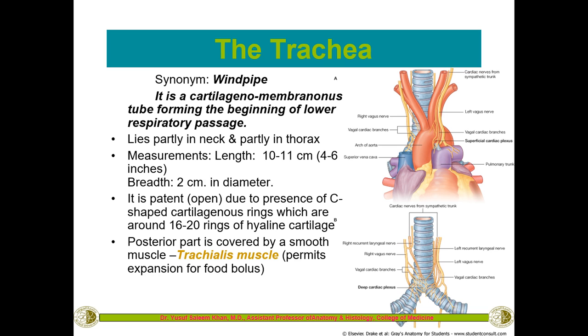permits the expansion of the food particles within the esophagus, because the esophagus is behind. If it is a complete cartilaginous ring, then these cartilaginous rings will press the esophagus and there might be difficulty in deglutition. So to prevent that, it is made up of muscle that is called the trachealis muscle, which helps in smoothly swallowing the food particles. Okay.